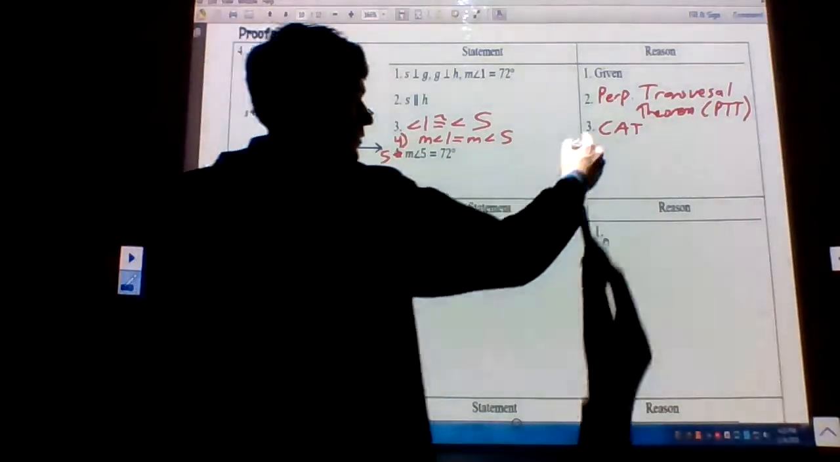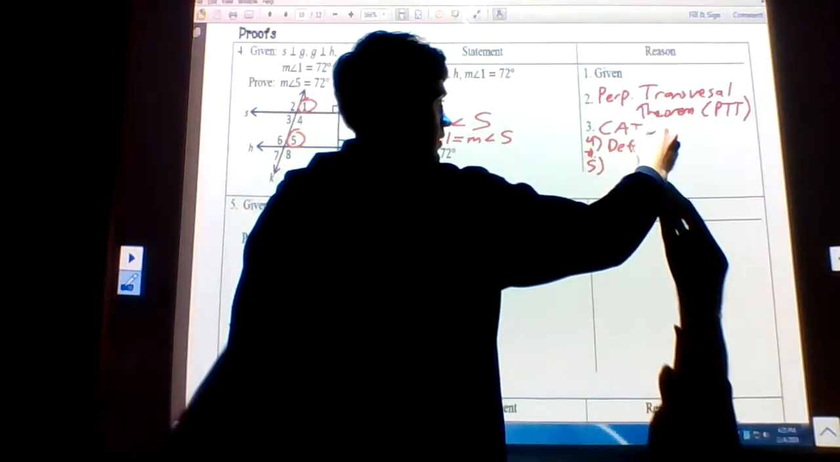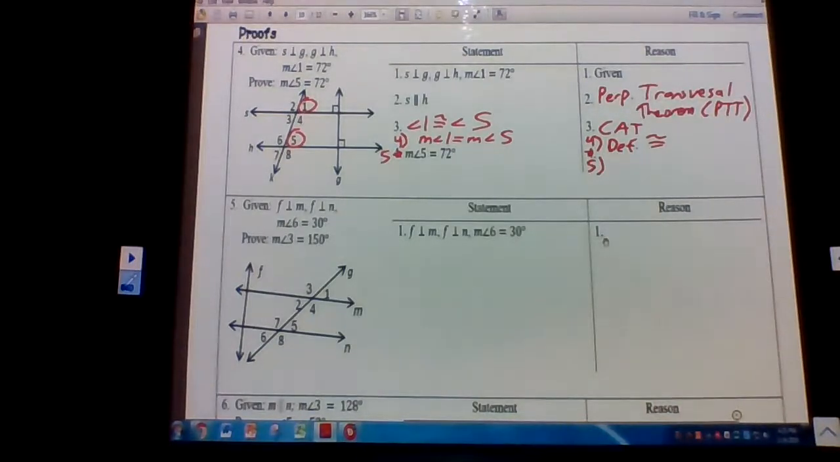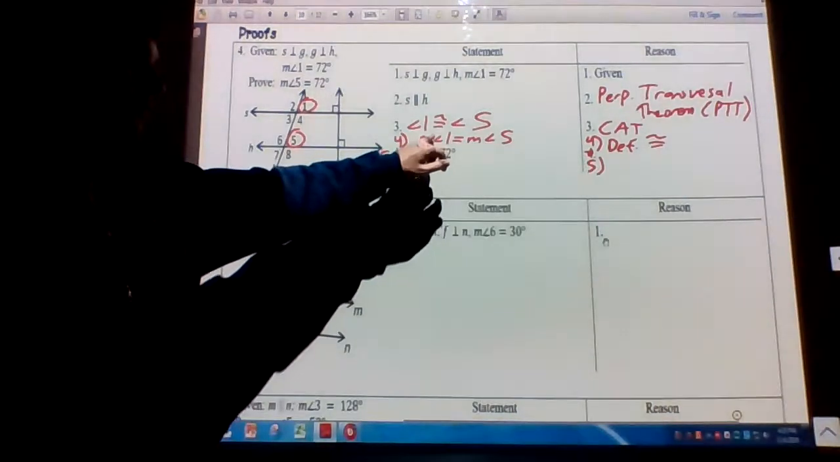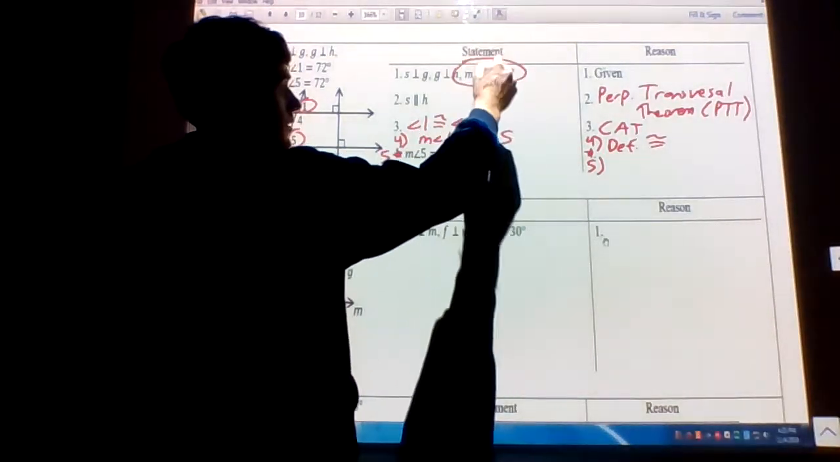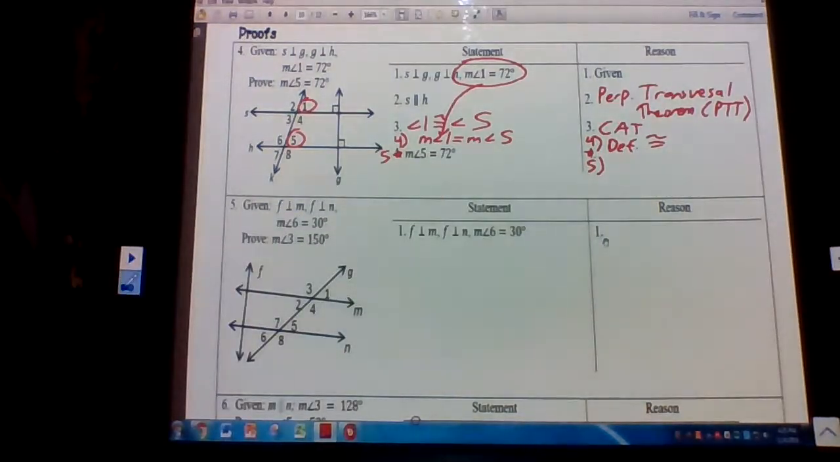That's your definition of congruent. Since your angles are congruent, your measures are equal. That was step 4. And then we can substitute in. So we can substitute in 72 for the measure of angle 1, and we get the measure of angle 5 equals 72. So that's substitution.